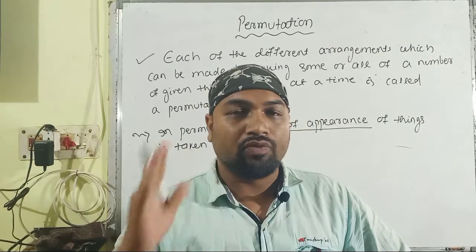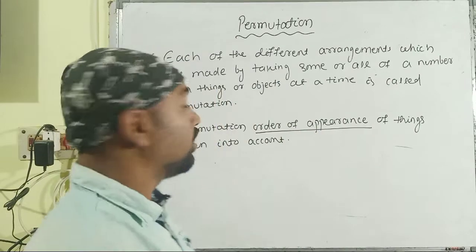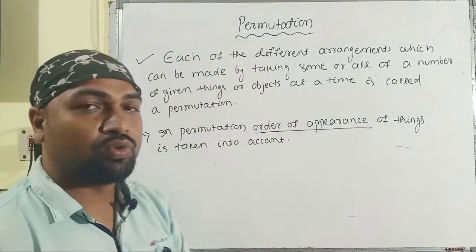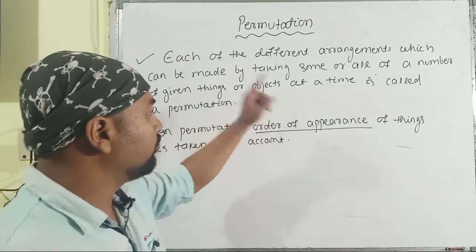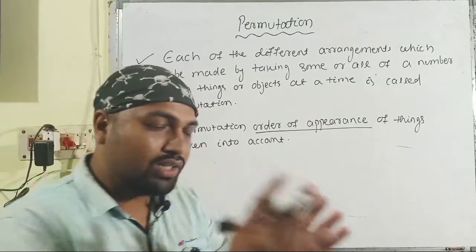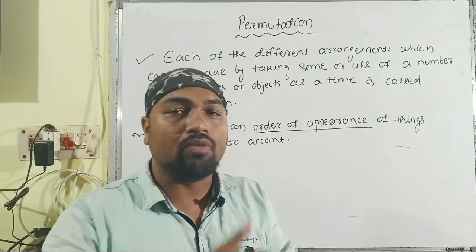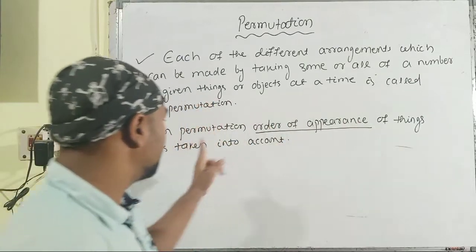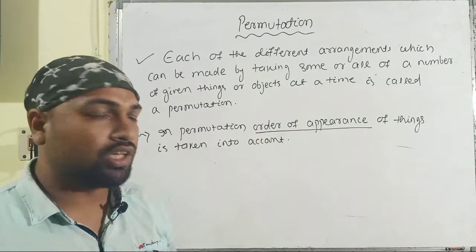Before going to the formulas of permutation, let us discuss the definition of permutation. Each of the different arrangements which can be made by taking some or all of a given number of things or objects at a single time is called a permutation. And in this topic, a vital term is order of appearance. In permutation, order of appearance of things is taken into account. That means order of appearance must be there in the topic of permutation.